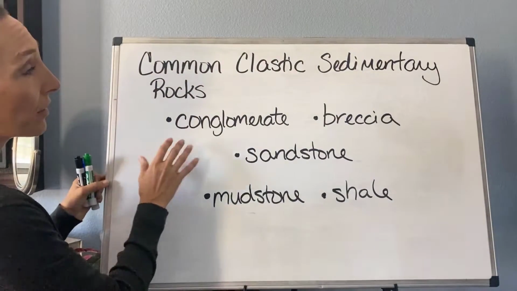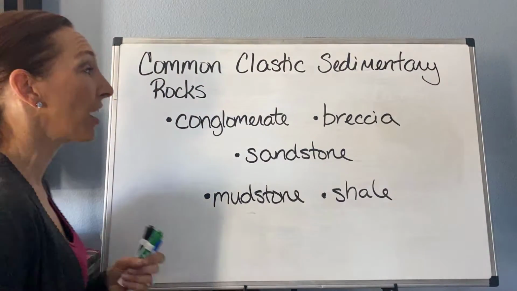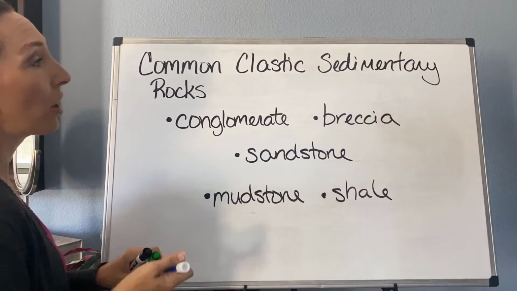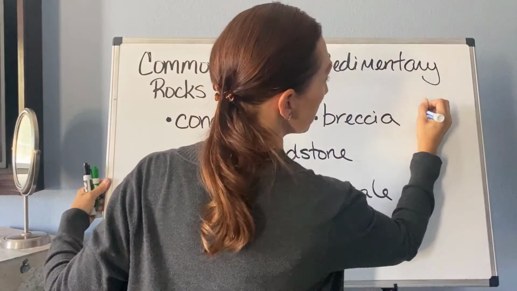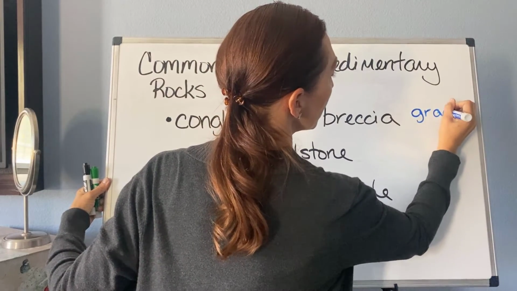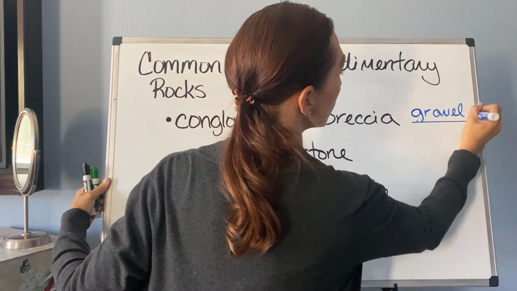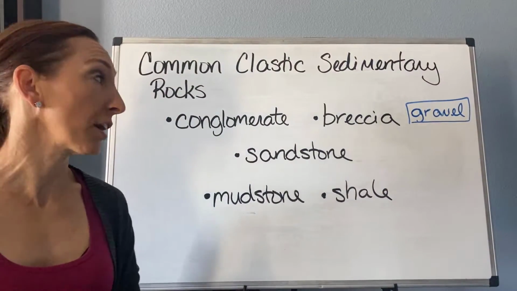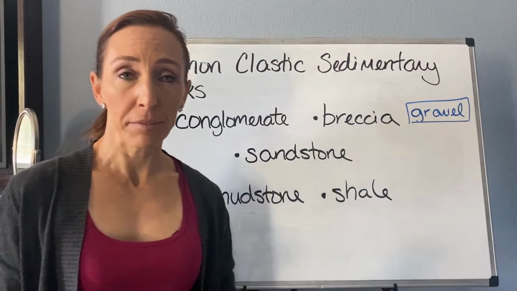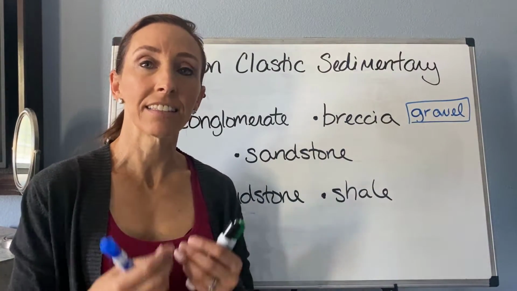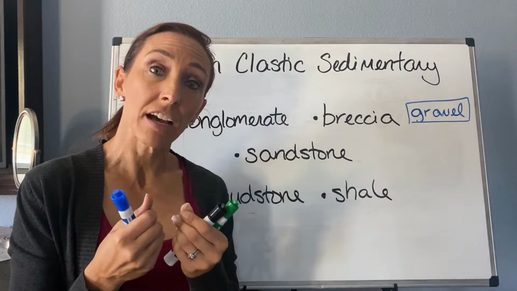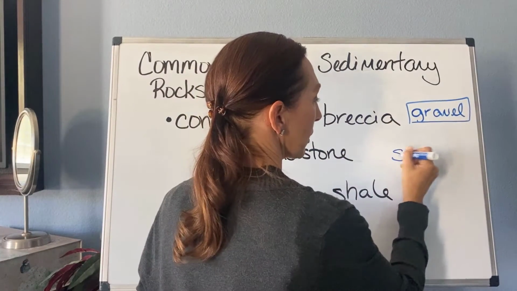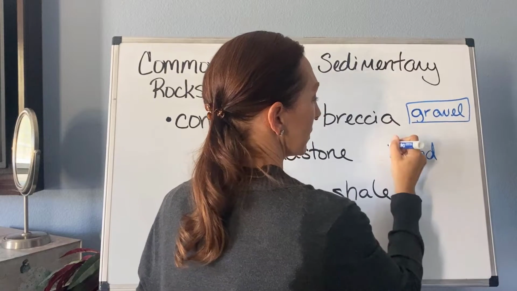So if I look at my 5 really common clastic sedimentary rocks, we'll see that our conglomerate and breccia are both made of our really coarse grain. So these are going to be made of gravel. So if you have gravel in your rock, you probably have either conglomerate or breccia. Sandstone, as the name implies, is made of sand, and sand is very gritty to the touch, but not big enough to be gravel. So here we go. Sand is what our sandstone's made out of.